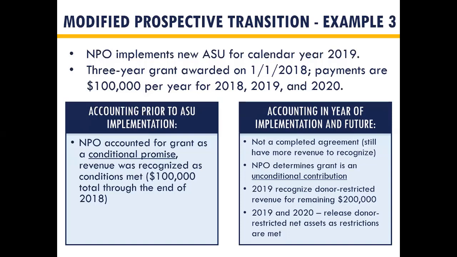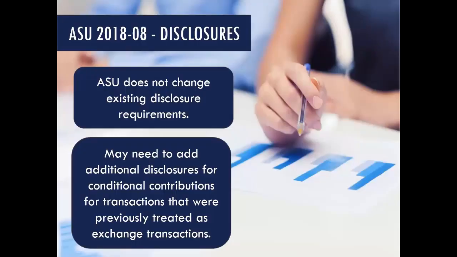And in looking through the documentation, they determined that it actually is unconditional. Maybe they were looking at a probability assessment before, and that has gone away. So now they realize that it's really unconditional and should be recognized. So in 2019, they're going to recognize the remaining $200,000 of that 3-year award. And then in 19 and 20, they will release those restrictions as the restrictions are met. So those give you a couple of examples of how that would be treated based on some of the different circumstances that you might have.